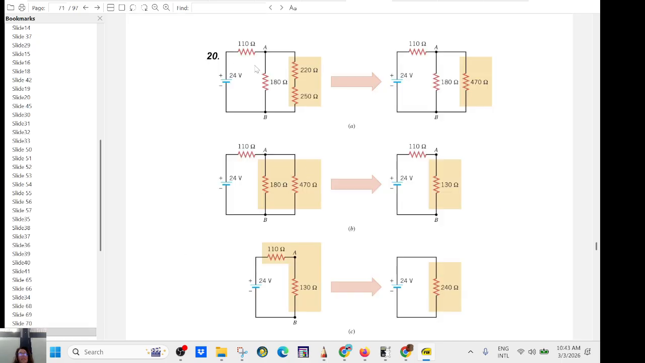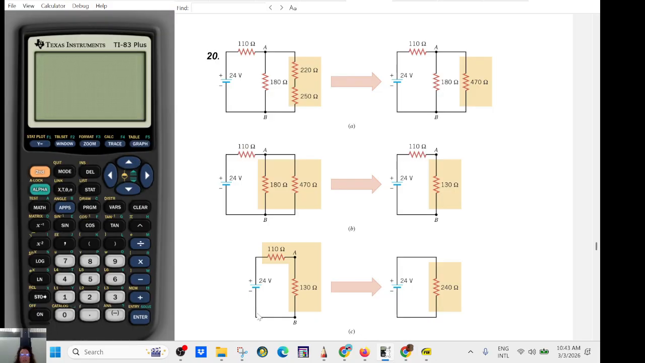Okay, so same thing here. You have what's called a complex circuit. So you always start from inside. So this one plus that one, 470. And then from 470 to 180, they are in parallel. So with your calculator, you will do 180 to the minus 1 plus 470 to the minus 1, enter, to the minus 1, enter.